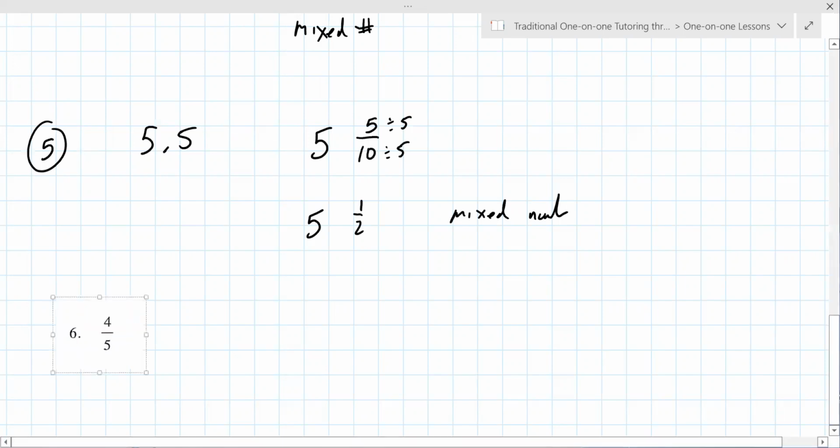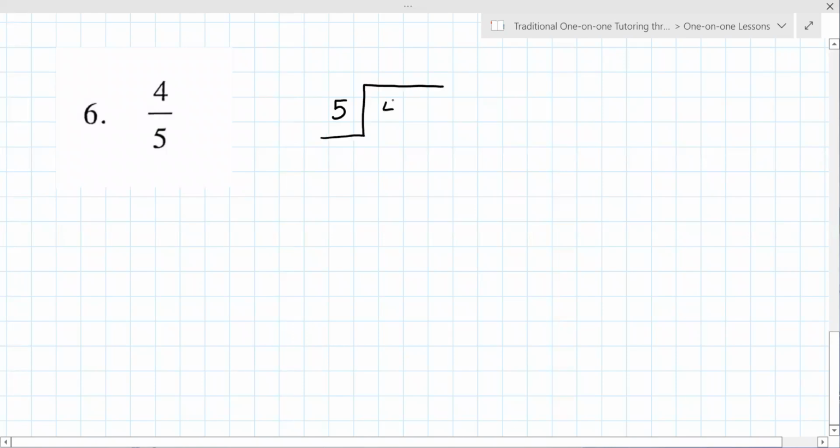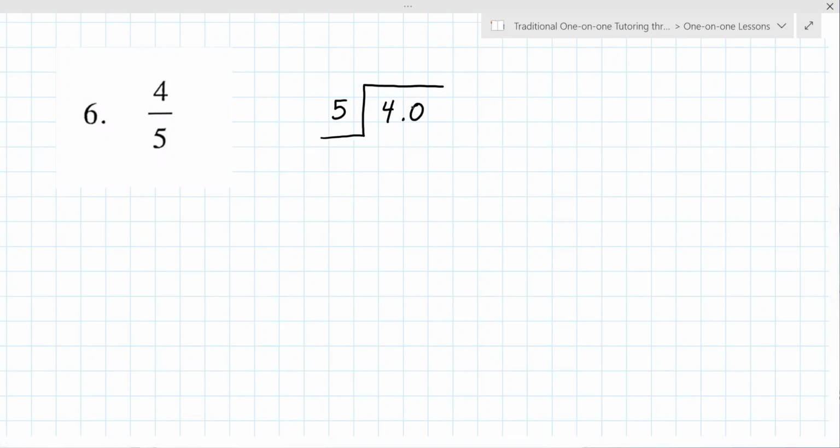There's a couple of ways to do it. The way that always works is to convert this to a division problem. 5 into 4.0. But there are other ways, and I don't know if your teacher did this. Do you remember from class what you did? No. Okay, so let's just assume it's this way.